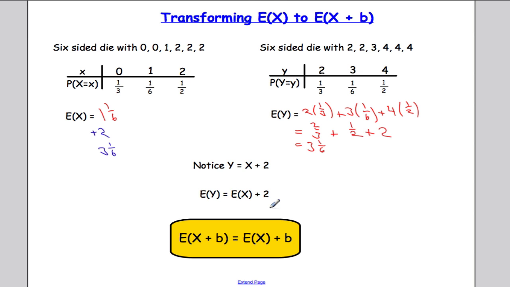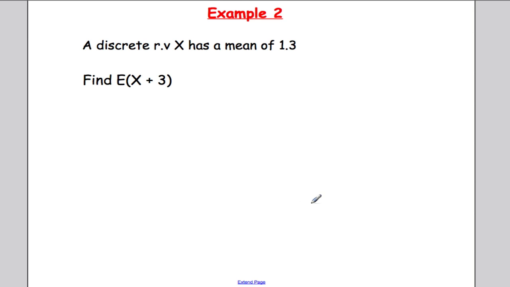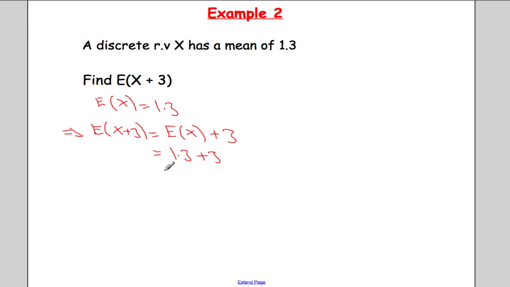So let's take a look at a quick example. I've got my discrete random variable with a mean of 1.3. So I want to find the expected value of x plus 3. Well, the expected value of x equals 1.3. That means the expected value of x plus 3 will equal the expected value of x plus 3, and the expected value of x is 1.3, which gives me 4.3.